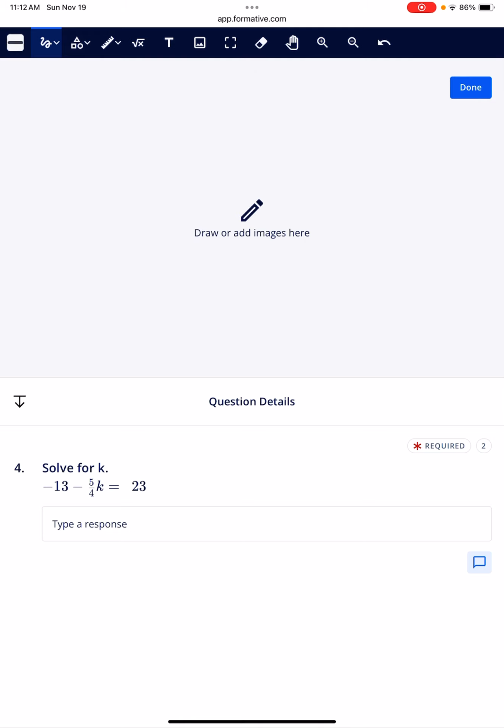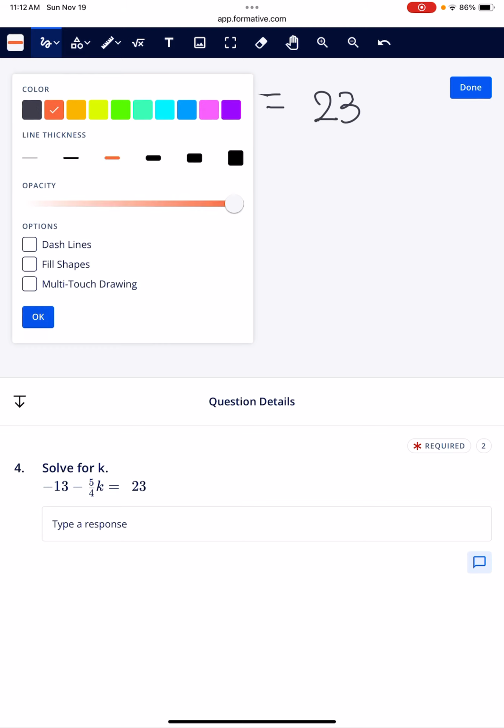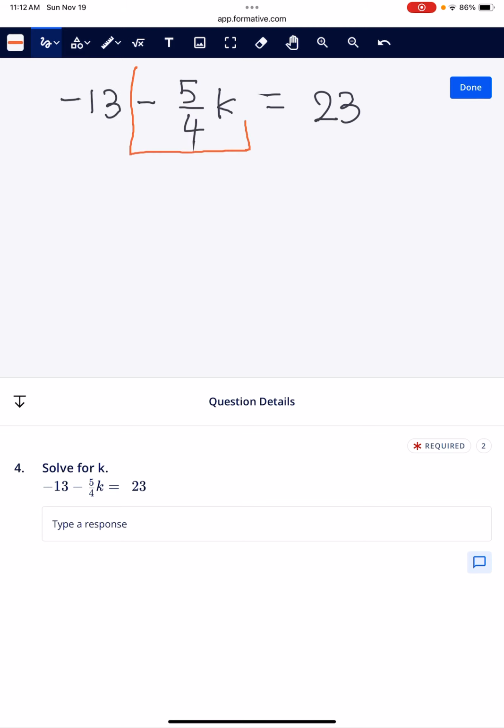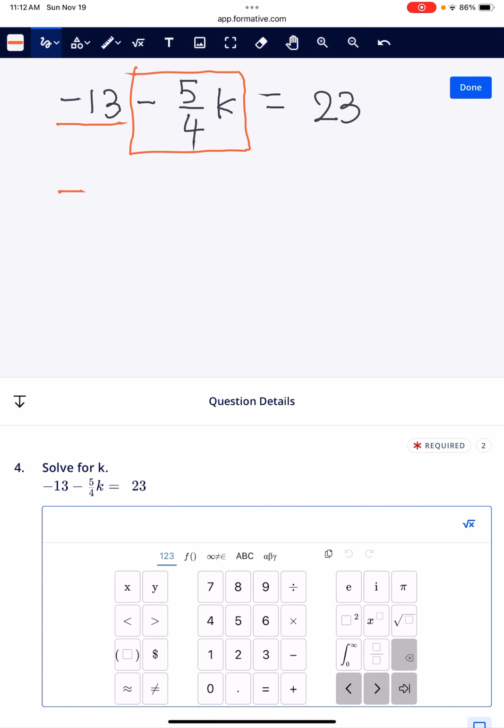I'm going to write down the problem, and you're going to try your own to see if you can solve it. You need to keep the variable. Negative 13 needs to go. The opposite of negative is positive. So you need to add positive 13 to both sides.